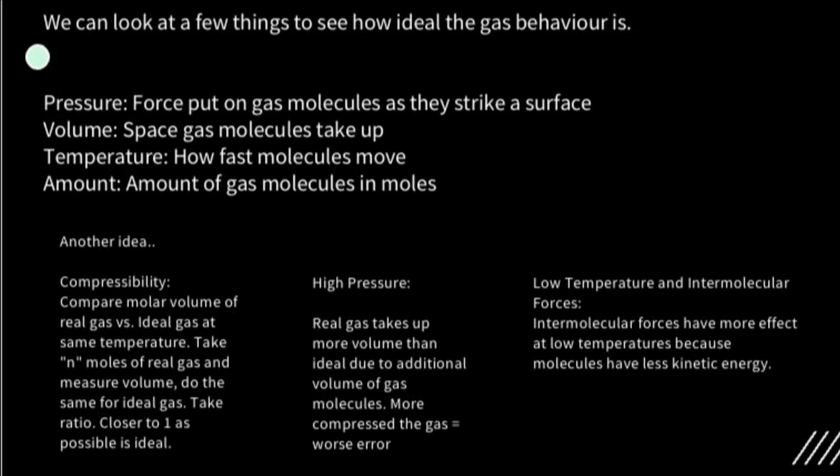For high pressure, we look at real gas. It takes up more volume than ideal gas would due to the additional volume of gas molecules. The more compressed the gas is, the worse the error will be. For low temperature intermolecular forces, this is kind of cool. Intermolecular forces have more effect at low temperatures because molecules have less kinetic energy.